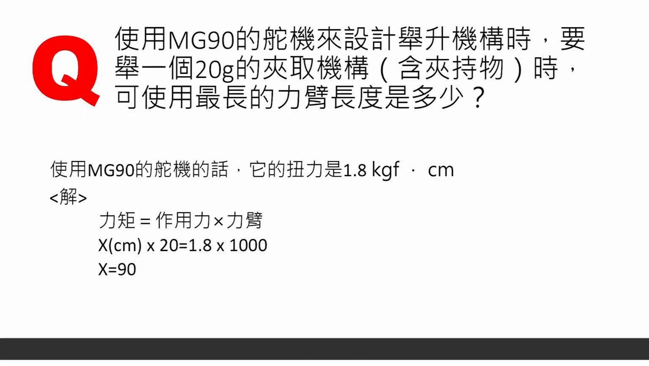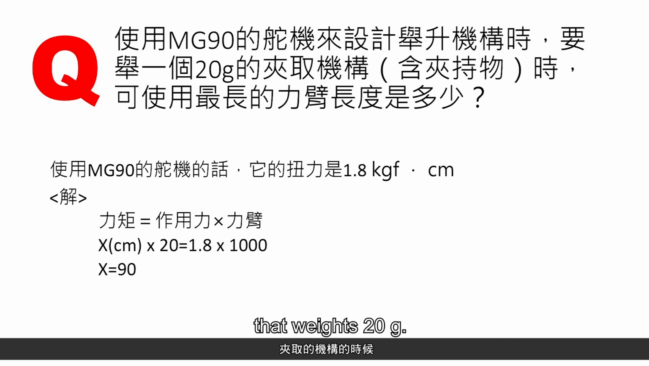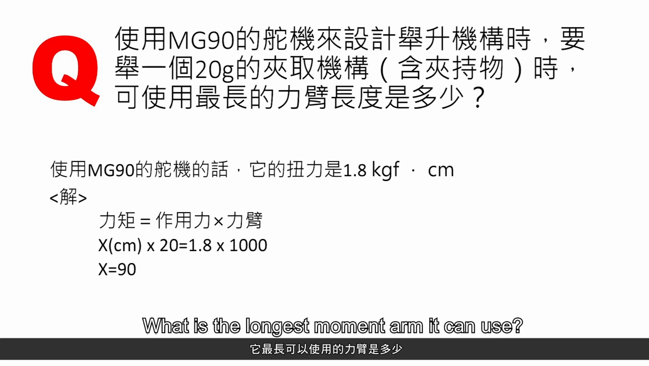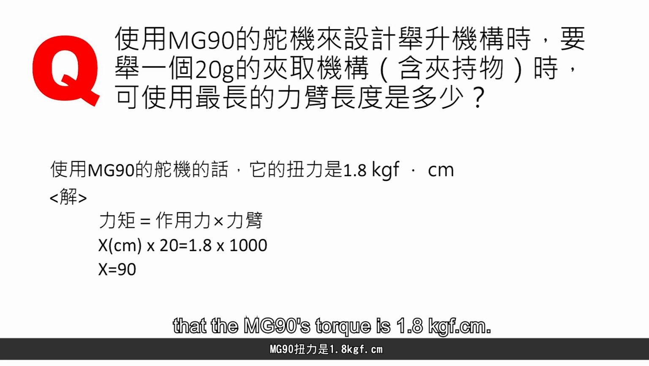Let's give an example. Let's say that the servo we want to use is the MG90, and we are designing a lifting mechanism. We need to lift a gripping mechanism that weighs 20 grams. This mechanism also includes a grab object. What is the longest moment arm it can use? Checking the table from earlier, you can see that the MG90's torque is 1.8 kgf.cm.